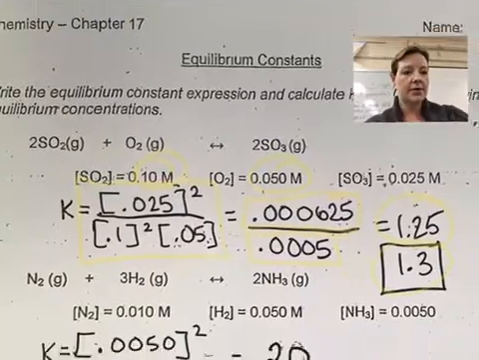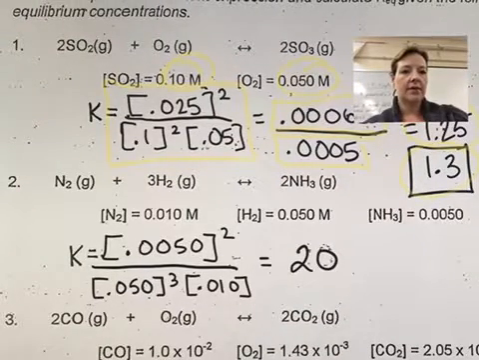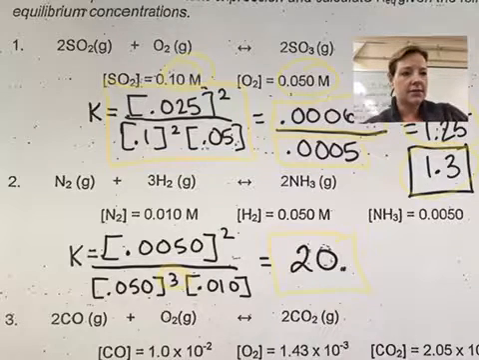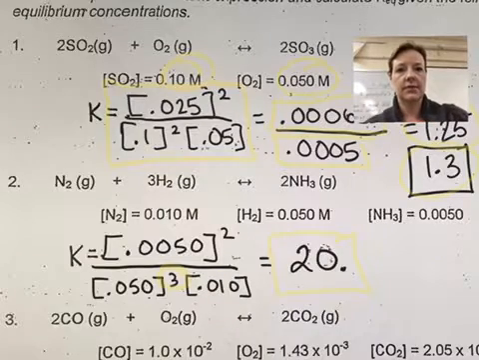Okay. Next problem is right here. Again, my work is shown. We're going to have 0.005 squared divided by our concentrations of our two reactants. Don't forget this gets taken to the third power. Should have gotten 20. We do want to have two significant figures, so I should technically put a decimal right there to make that 0 significant.